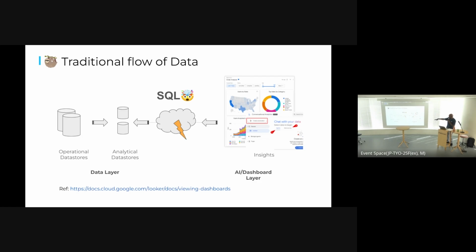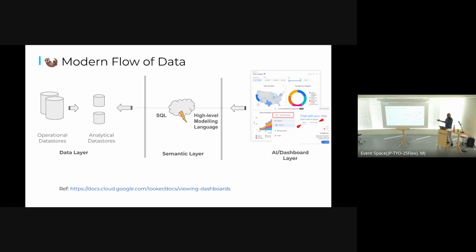So this is the traditional flow of data. You have the operational data stores, and there are hourly ETL jobs or change data capture jobs that run to pull data from operational data stores to analytical data stores. SQL queries are run on top of analytical data stores, and dashboards are running SQLs on top of the analytical data stores to pull the information. So we have 2 layers here. One is the data layer, and the other one is the AI/dashboard layer. So this is the whole traditional flow of data.